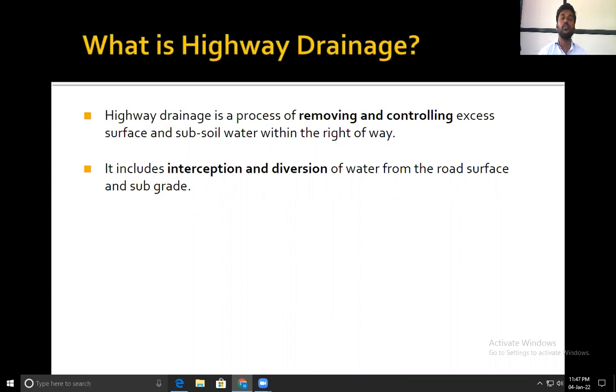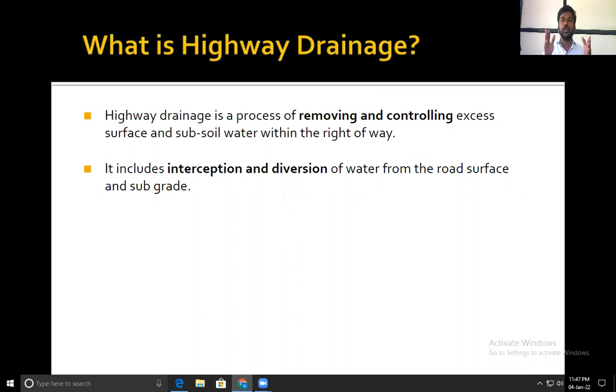First is, what is highway drainage? Highway drainage is the process of removing and controlling excess surface and subsurface soil water within the right of way. We have to remove as well as control the excess water coming on the surface as well as in the subsoil layers of the pavement. We should remove and also control the way the water comes. It should be removed towards the drains and it should be within the right of way.